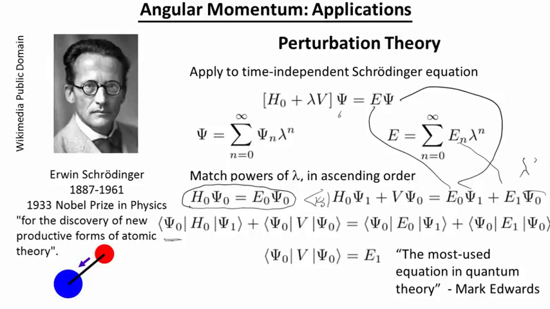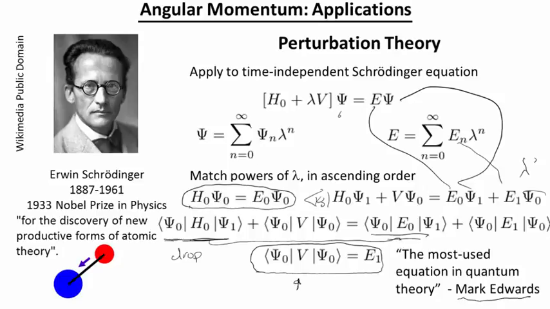And I hope it's clear to you that when we look at this term here, that's exactly equal to this term by the Hermitian conjugation process. So we can drop these two terms, and then we get this simple equation for the first order energy correction. It's just the expectation value of the potential over the 0th order wave function.